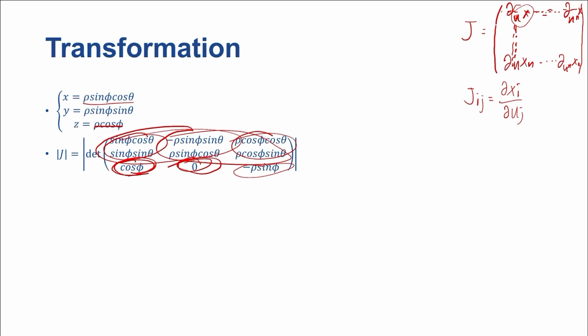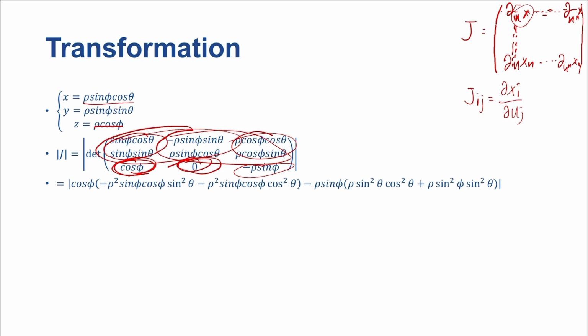So what we will get when we take all of these determinants is something very messy. We get the absolute value of cosine phi times, so we take this, times the determinant of this here, negative rho squared sine phi sine squared theta minus rho squared sine phi cosine squared theta. And then this term cancels because we've got a 0 here, so that's not going to matter. So now we need to go to this term here.